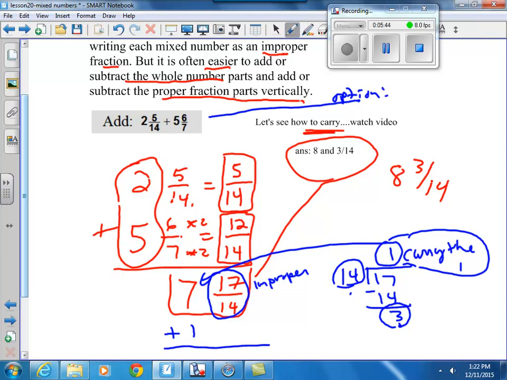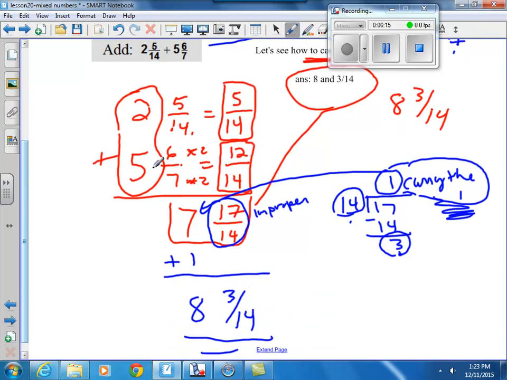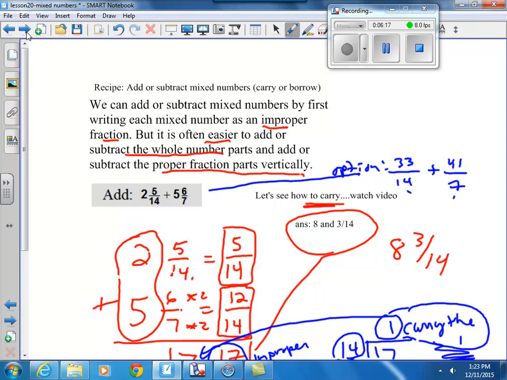See, 14 times 2 is 28. So I could write this as 33 over 14 and add it to, what, 35 plus 6 makes 41 over 7. But see, then you start wheeling and dealing in big numbers because then you got to get the LCD with that. You're going to arrive at a fairly large number. I think sometimes it's just simply easier to learn how to carry. Okay? Let you play with that on your own.